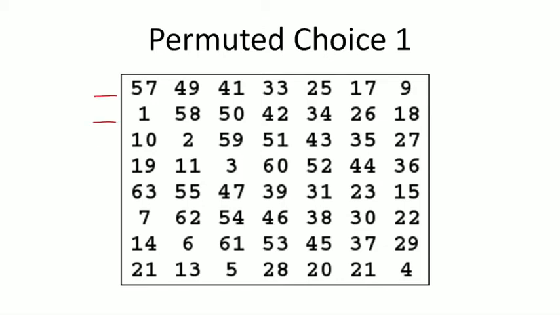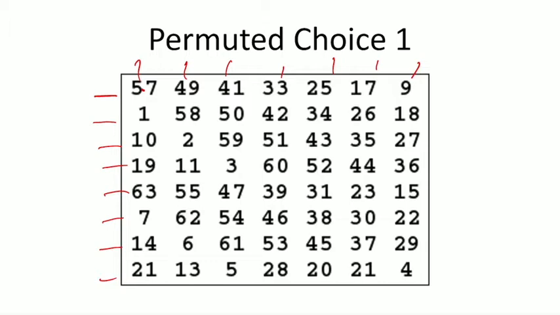Here is the Permuted Choice 1 table. This is an 8x7 table because we are only going to generate 56 bits from this. Some of the bits of the 64-bit key are going to be discarded. Basically, the 8, 16, 24, 32, 48, 56, and 60th bits are actually missing from this table because we are going to discard them.